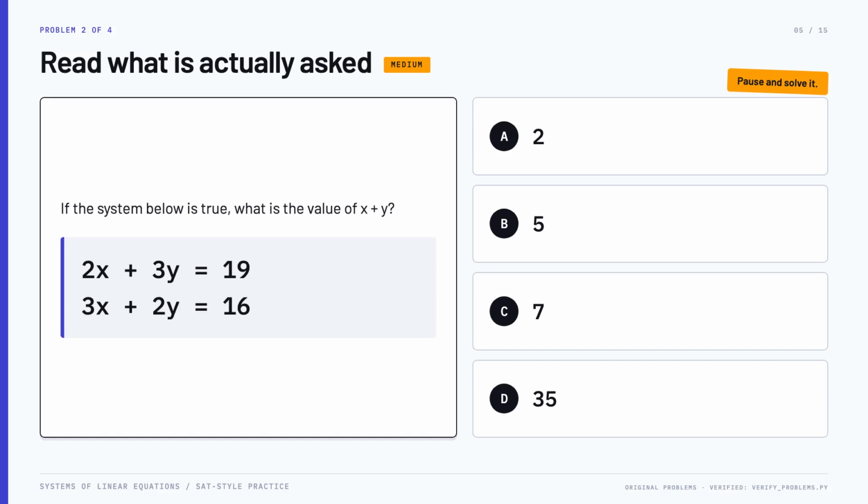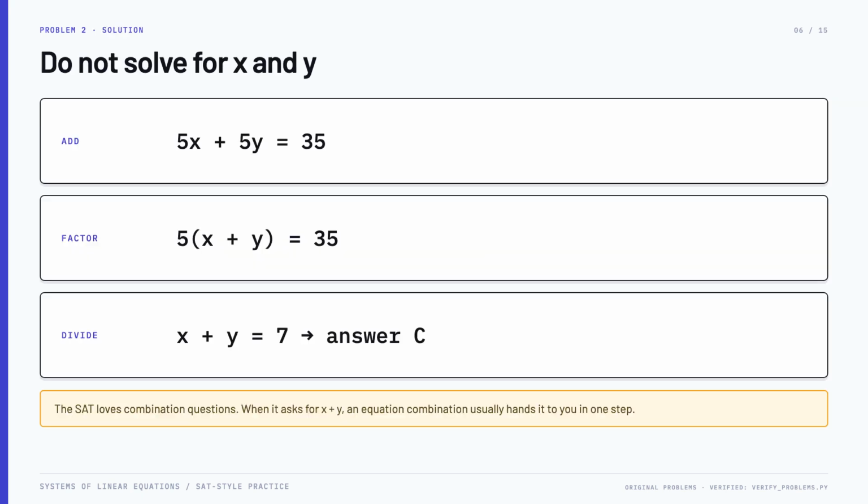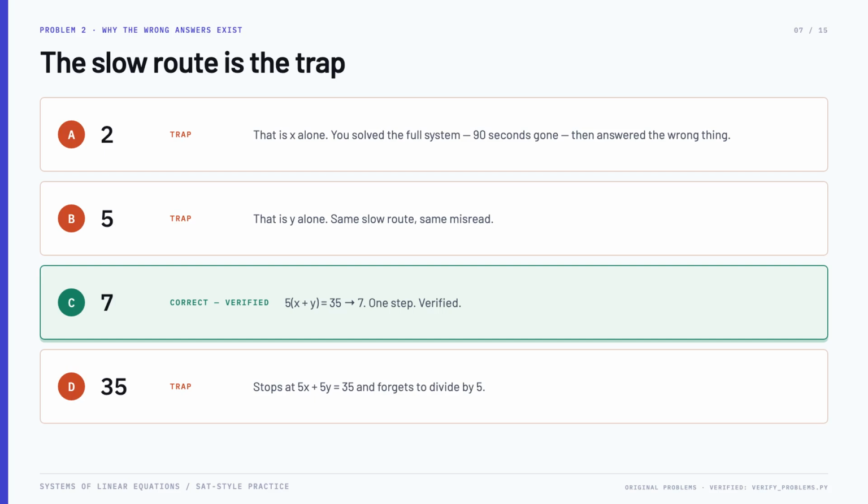Problem 2, medium. 2x plus 3y equals 19. 3x plus 2y equals 16. What is the value of x plus y? Choices, 2, 5, 7, 35. Pause and solve it. Do not solve for x and y. The question asks for x plus y, so make x plus y appear. Add the equations. 5x plus 5y equals 35. Factor. 5 times the quantity x plus y equals 35. Divide: x plus y is 7. Answer C. One step.